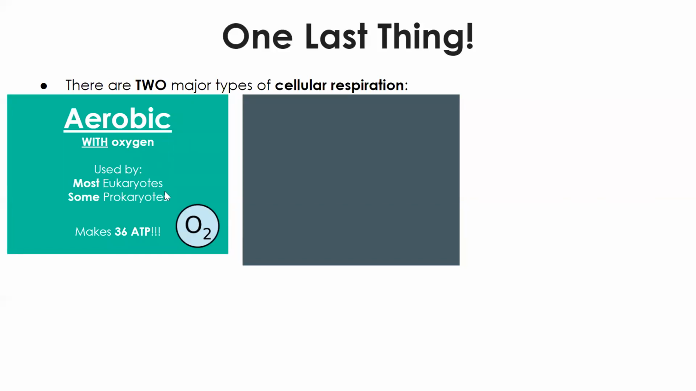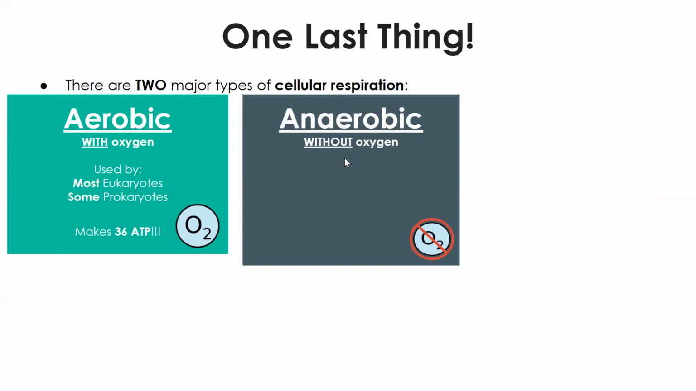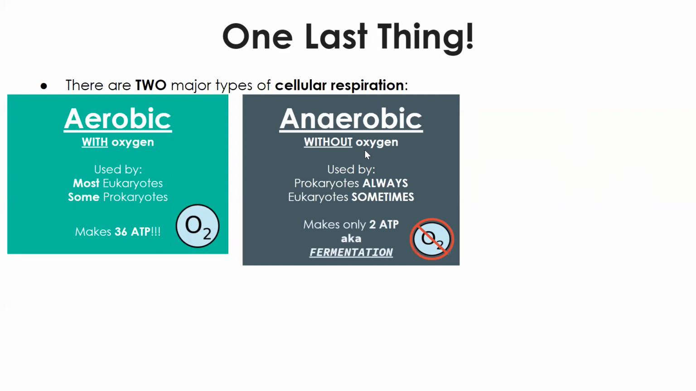But there's another kind of cellular respiration. This process is called anaerobic respiration. It's the process of making energy without oxygen. An means no, not, or non. So anaerobic respiration is the process of making energy without oxygen. All prokaryotes use this process, and sometimes eukaryotes use this process. The process of making energy without oxygen, anaerobic respiration, only makes 2 units of ATP. Anaerobic respiration is also called fermentation.